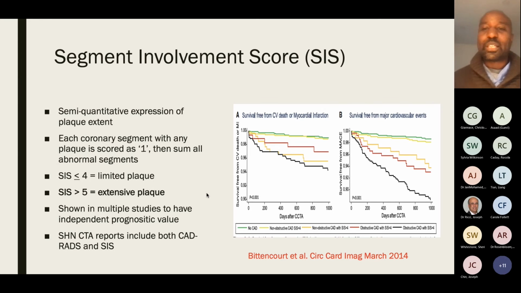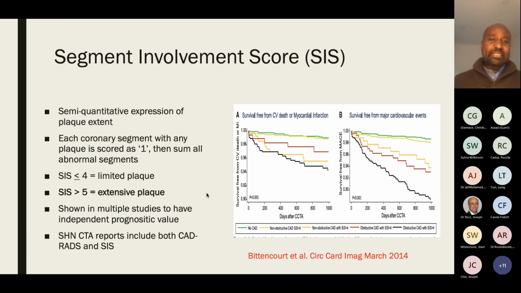So one of the simplest ways to assess plaque extent is a semi-quantitative score called the segment involvement score. And it's just an expression of plaque extent where basically every segment of the coronary tree that has plaque is given a score of 1, and then you basically just sum them all, and that's your segment involvement score. So it's very easy to do. And it doesn't matter the extent of severity. If there's any plaque at all, it gets a score of 1.